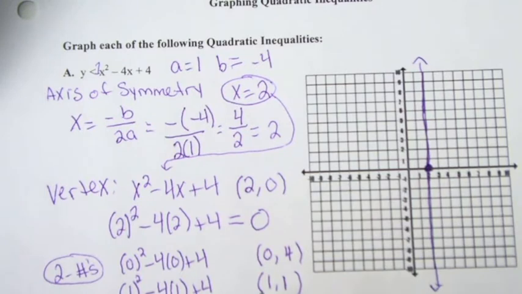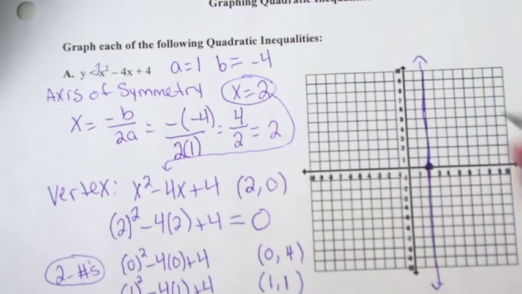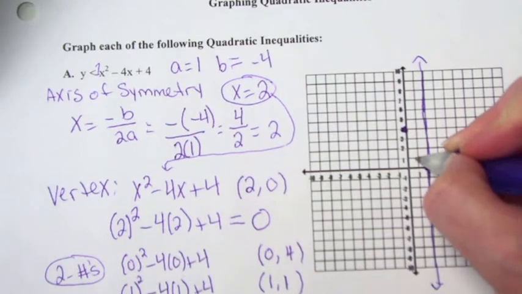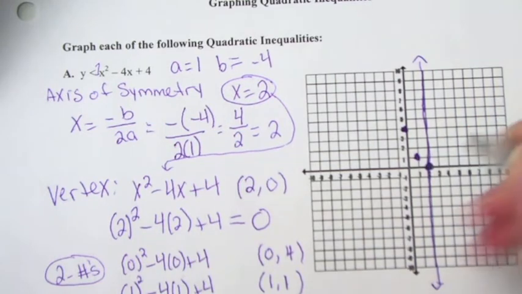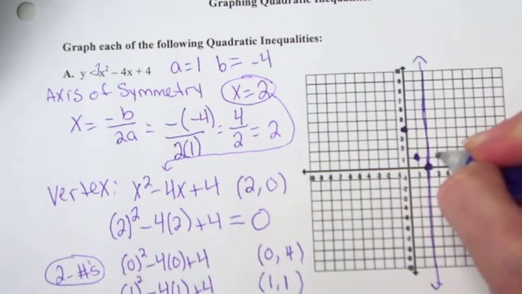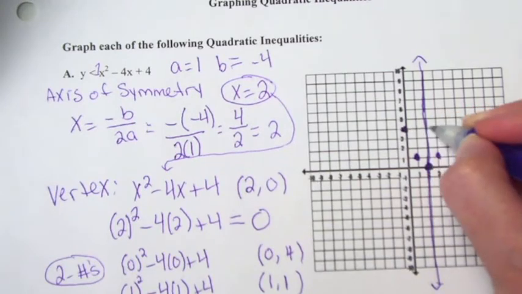So those are 2 more points on our parabola. So we're going to go ahead and put those 2 more points on our parabola. We have 0, 4, so we go 0 and then up to 4 and put a point. And then we have 1, 1 and put a point. All right, that's half our parabola. Now we do the other side. So we mirror it across the line of symmetry here.